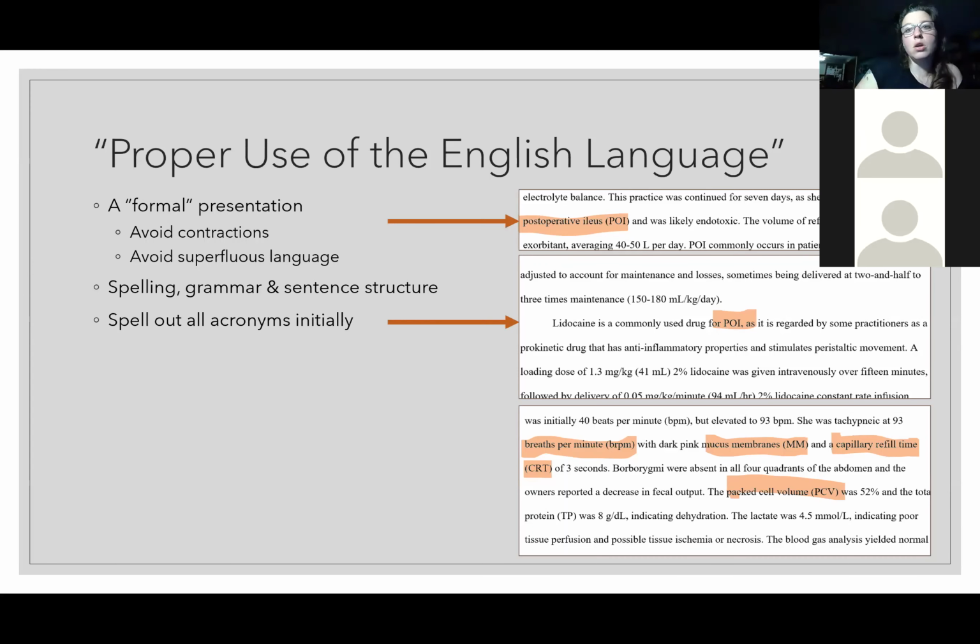So here is just a little bit that I had. During the patient's hospitalization, I took on various roles within the veterinary team. For the brevity of this discussion, I will focus on this mare's postoperative monitoring and care.